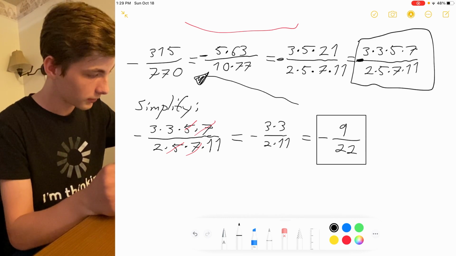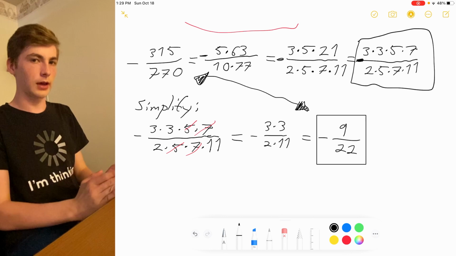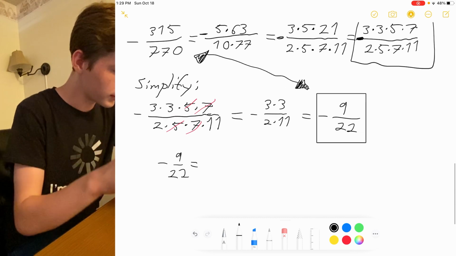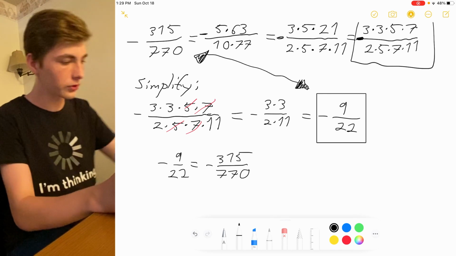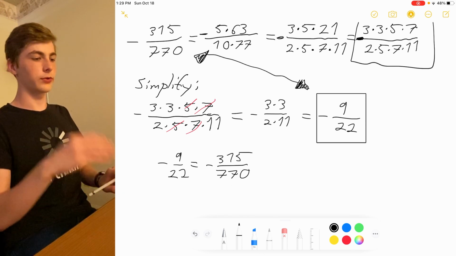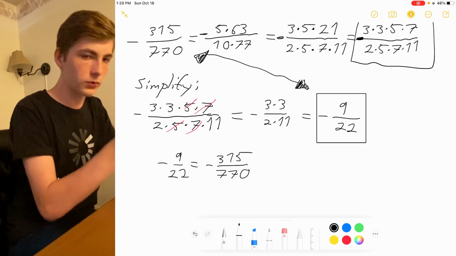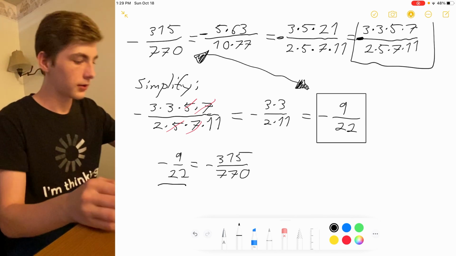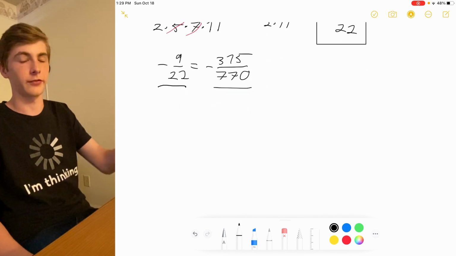So let me just make that clear here. These two fractions are exactly the same. They are equivalent. We can write negative 9 over 22 is equal to negative 315 over 770. That's still true. The difference is that we took out those common factors, which remember are really just ones. Whenever you have a 5 on the top and bottom, that's really just a 1. So we can take that out and it won't change anything. So this is the simplified form of that. That's really all you need to know for simplified fractions.